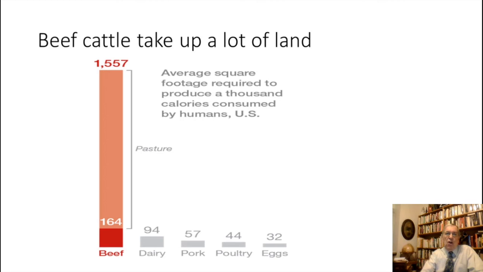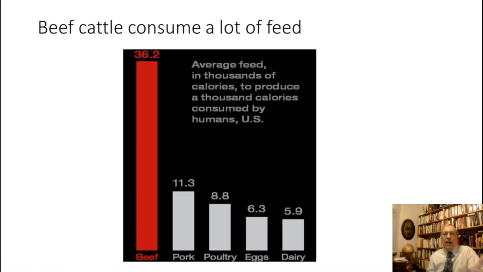And this is true for all animals, because you're keeping them alive, you've got to feed them every day to keep them alive until they're ready to eat or whatever. But beef uses many more resources than even dairy cows, hogs and pigs, poultry, and so forth. Beef cattle consume a lot of feed. This is another measure saying the same thing, compared to other animals like pork, poultry, eggs, dairy, and so forth. 3 times as much as pork.